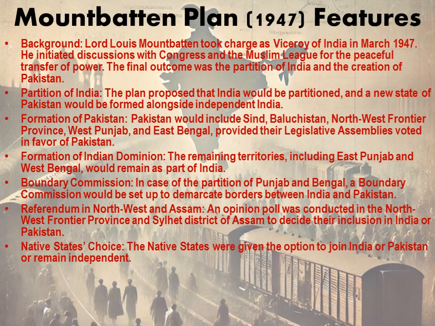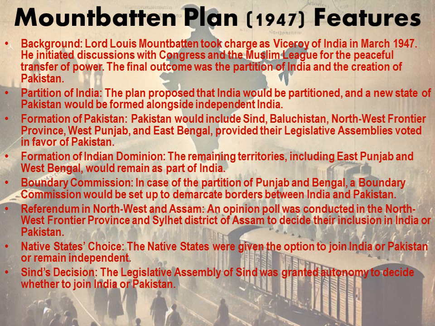Native states' choice: the native states or princely states, which were still considered independent, were given the option to join India or Pakistan or remain independent. So if they want, they can remain independent also. Such was the brilliant plan of Mountbatten, where India would be a torn country, where on two sides there would be Muslim majority Pakistan, and inside India also there would be several fragmented princely states which may remain independent.